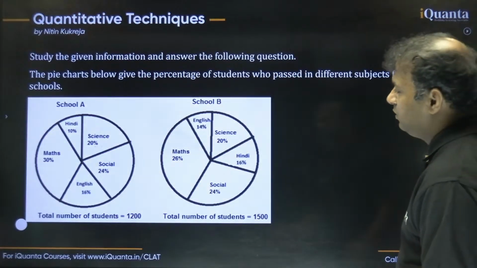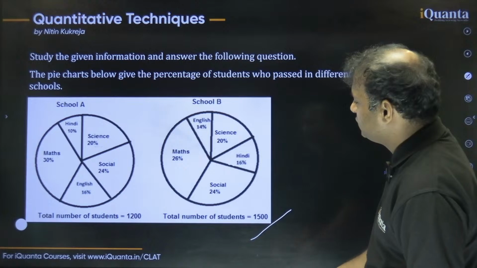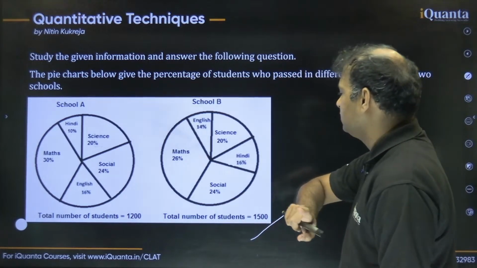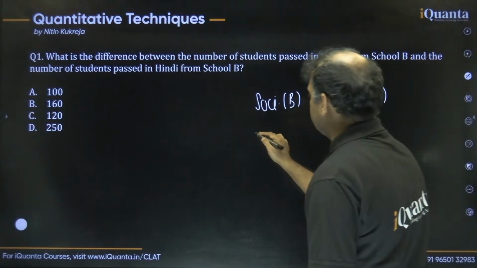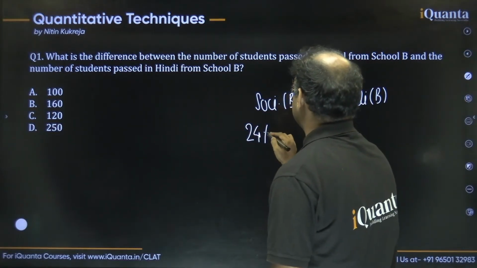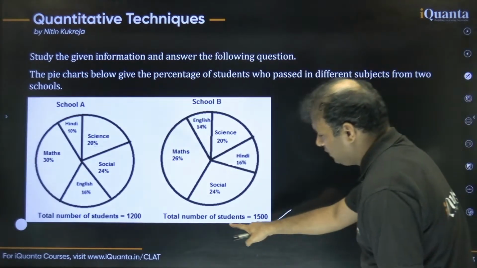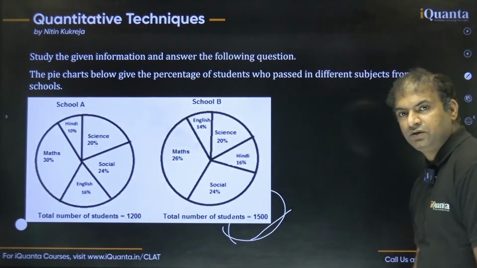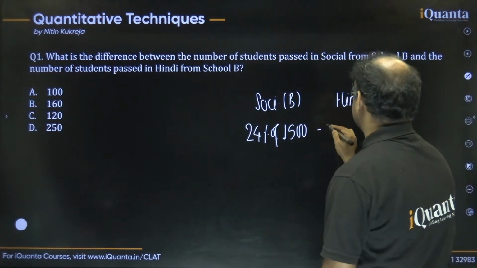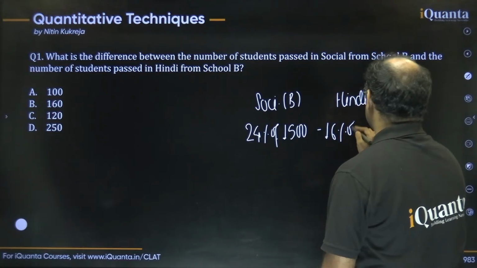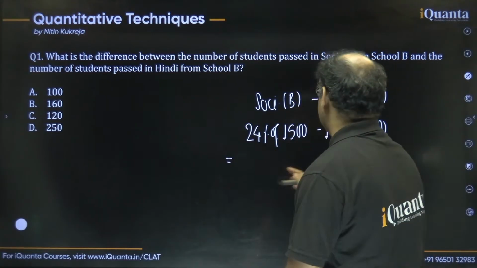See, school B, total students of 1500, we know that. In social, how many students are getting passed? 24%. In Hindi, 16%. So we'll say social students getting passed are equal to 24% of 1500. Why? Because in school B, total students are 1500. In Hindi, total students getting passed are 16% with respect to the total students, which we can say are 1500. So this is the only thing which we have to find.